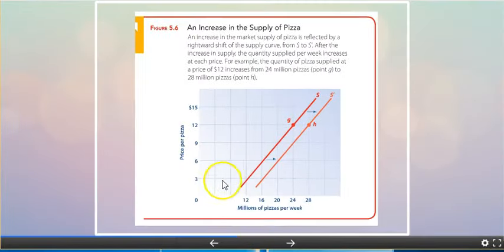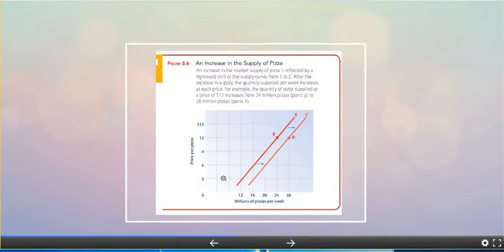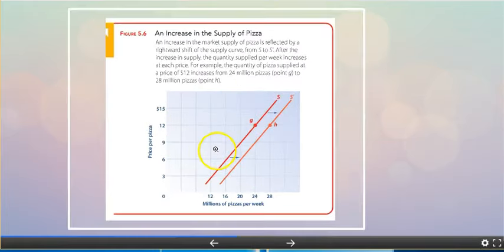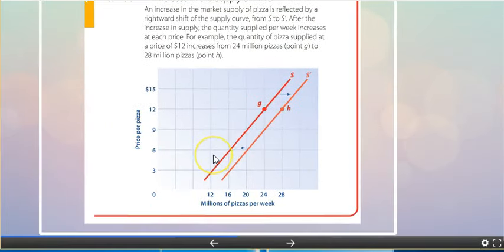So if we look at this one right here, if the price of mozzarella cheese falls, this reduces the cost of making pizza. So producers are going to be more willing and able to supply more pizza at each price. So at $12, they used to make 24 million pizzas per week. But now at $12, they're going to make 28 million pizzas per week. The whole curve has to shift to the right.